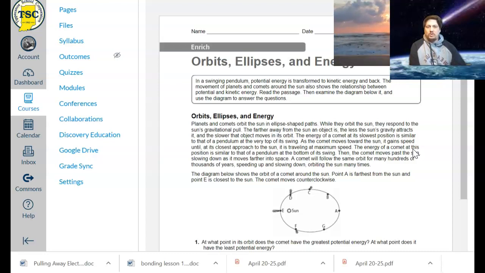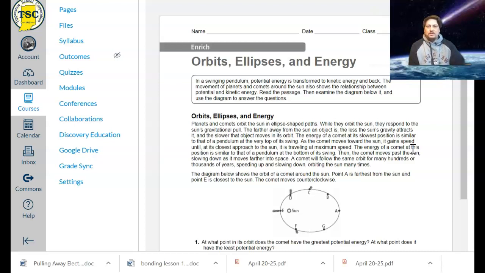As the comet moves towards the sun, it gains speed until, at its closest approach to the sun, it is traveling at its maximum speed. The energy of a comet at this position is similar to that of a pendulum at the bottom of its swing. And the comet moves past that position as it moves further into space. The comet will follow the same orbit for many thousands of years, speeding up and slowing down.